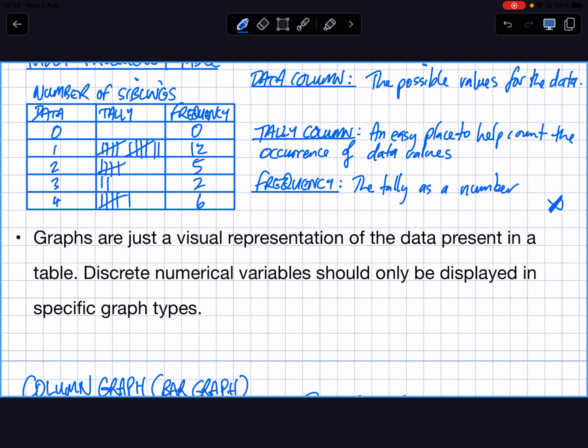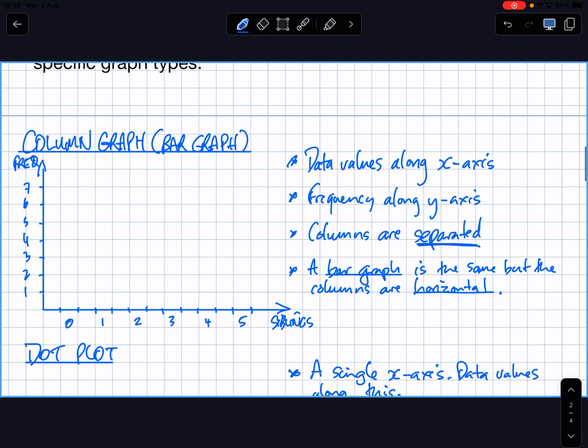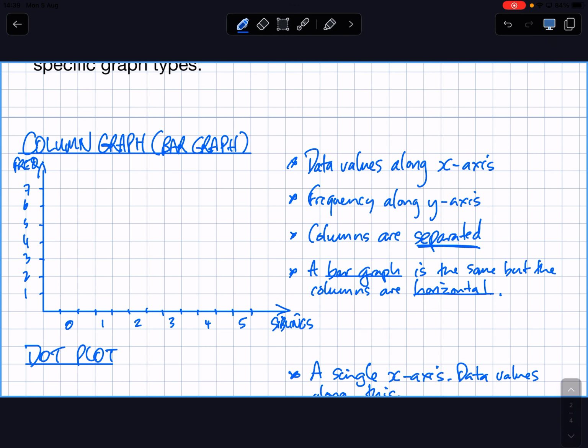So graphs are just a visual representation of the data in a table. Discrete numerical variables should only be displayed on specific graph types. So those two graph types are here. A column graph, otherwise known as a bar graph. What you'll notice about a column graph is that the data values are along the x-axis: 0, 1, 2, 3, 4, 5 along the bottom. That's the number of siblings. And then the frequency goes along the y-axis.